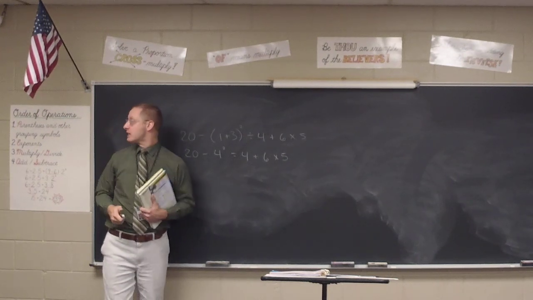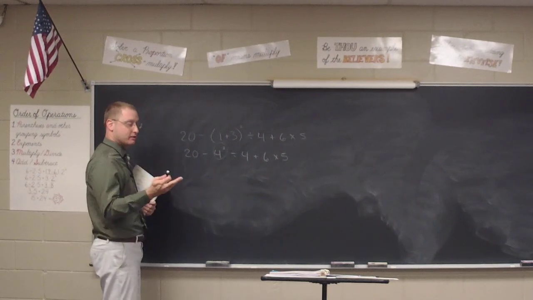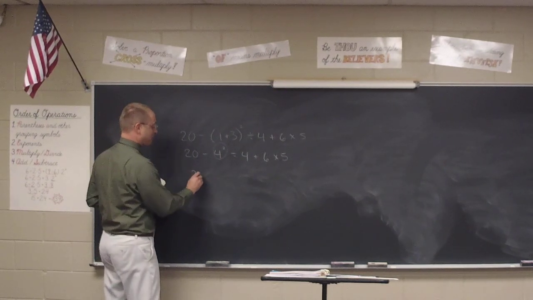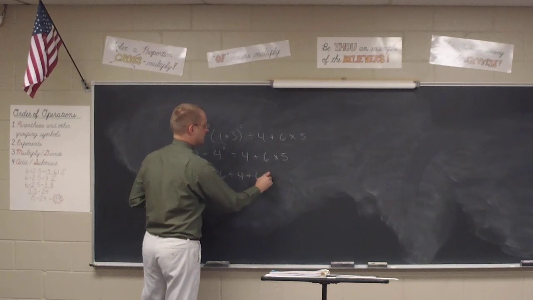Parentheses are gone. Second step. Exponents. Well, there's only one exponent, and that's the 4 squared. Careful. 16. There we go. 4 times 4, not 4 times 2. So the 4 squared becomes a 16. Divided by 4 plus 6 times 5.